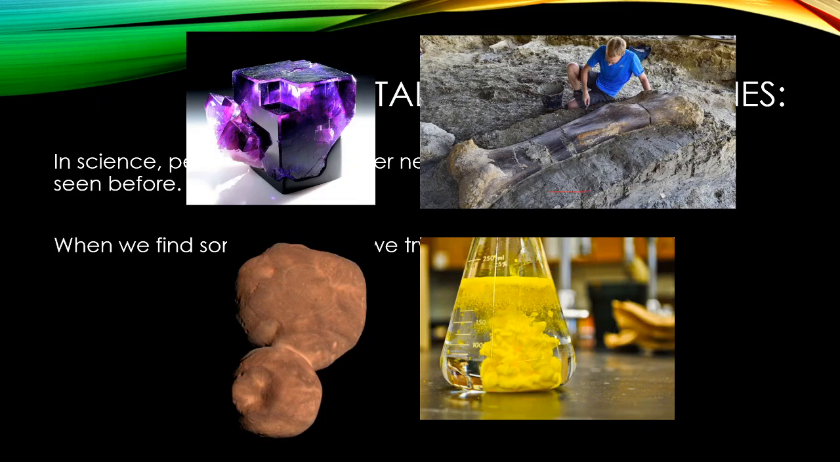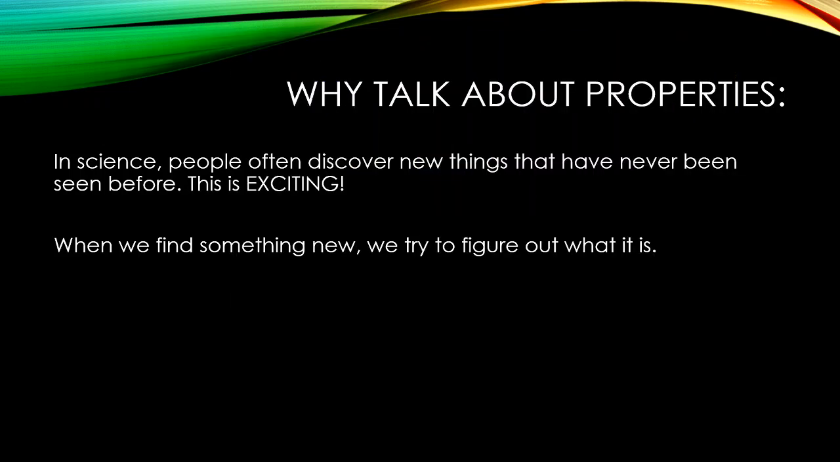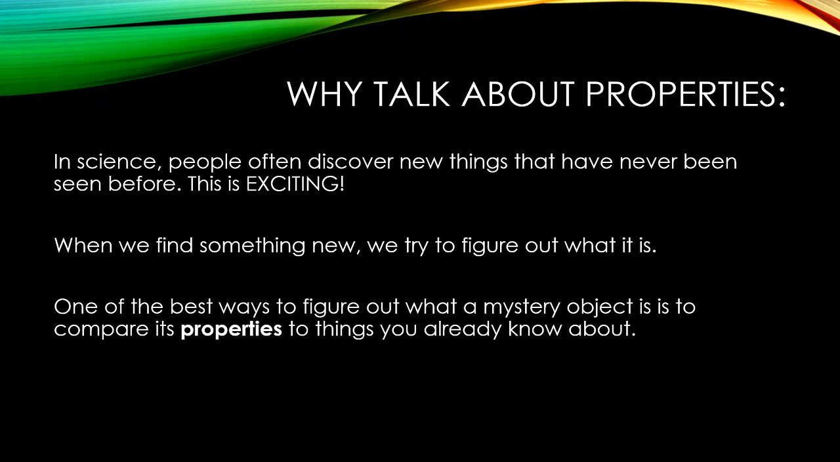So here are 4 examples of new things that scientists discovered, and they're trying to figure out what the heck they're looking at. What is this bone, this gem, this thing in outer space, and so on. When we try to figure out what these things are, one of the best ways to figure out what a mystery object is, is to compare its properties to things you already know about. And that is why we've been spending so much time talking about properties, because we can compare properties to find out what mystery objects are.